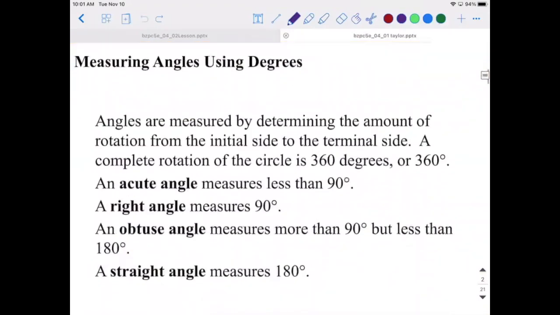Measuring angles using degrees. Angles are measured by determining the amount of rotation from the initial side to the terminal side. A complete rotation of the circle is 360 degrees. An acute angle is less than 90 degrees. A right angle is equal to 90 degrees. And an obtuse angle is more than 90 but less than 180. A straight angle measures 180 degrees.